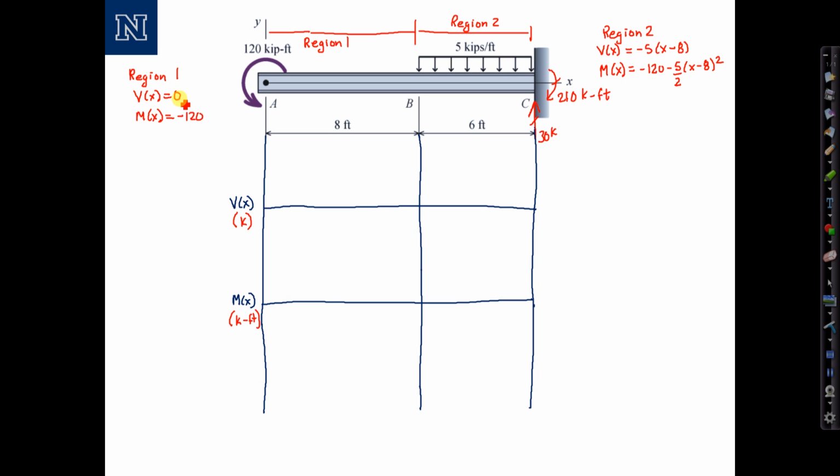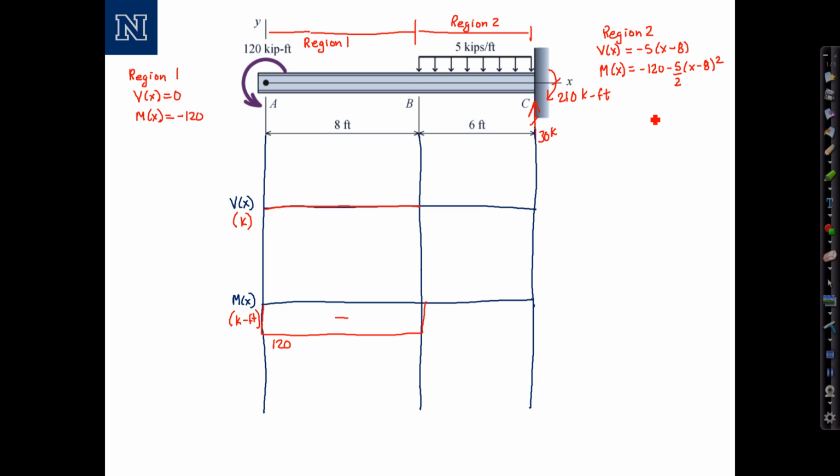Okay, let's start with region 1. In region 1, shear force is equal to 0, so we just draw that as a straight line across the axis, and the moment is equal to a constant, negative 120. So I'm going to draw that as a negative, and a straight line for a constant function. It's negative and the value is 120, which I can locate somewhere along the diagram.